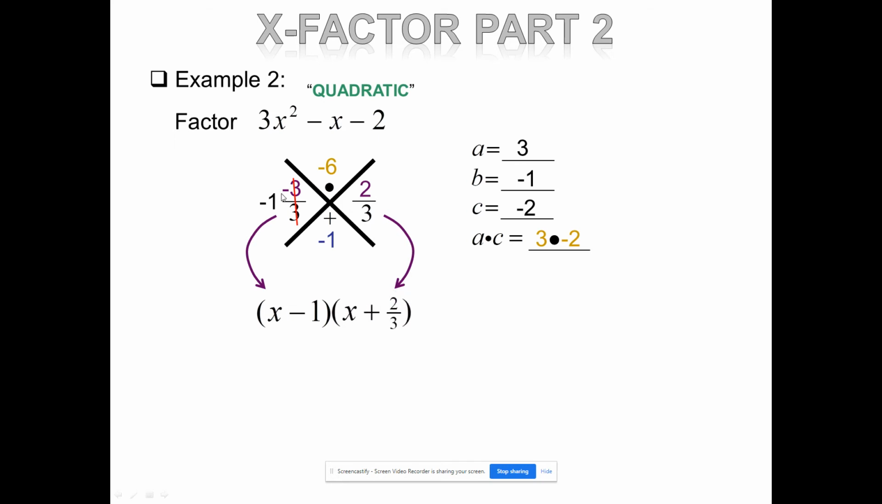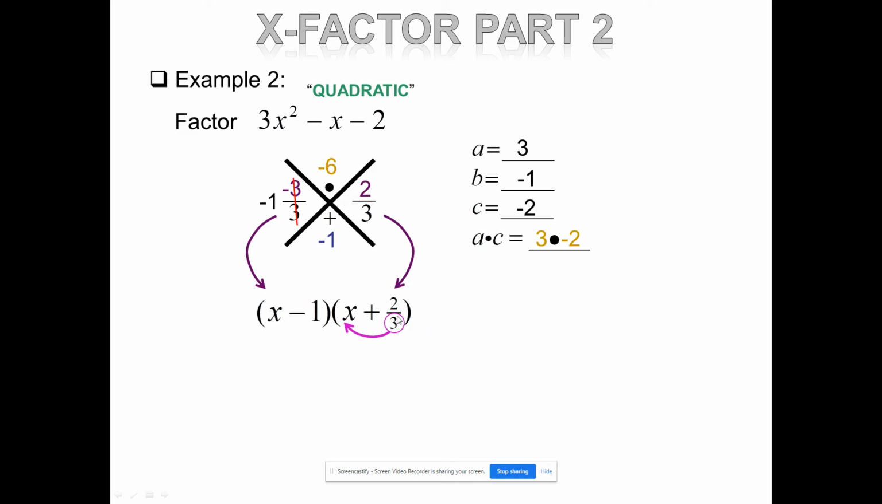Okay, so this becomes an x minus 1 because that was a negative 1, right? And if you want to go right into it with this 3 in front and make it 3x plus 2, that's fine. But I'm going to keep the 2/3 and then I'm going to move the 3. Just so you guys know where it's coming from.